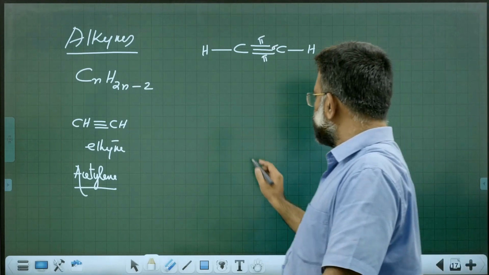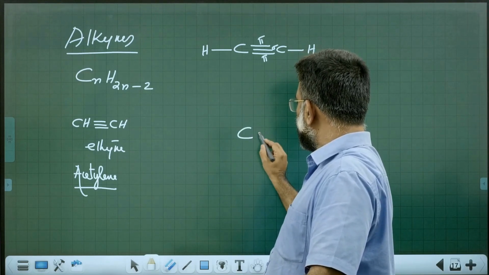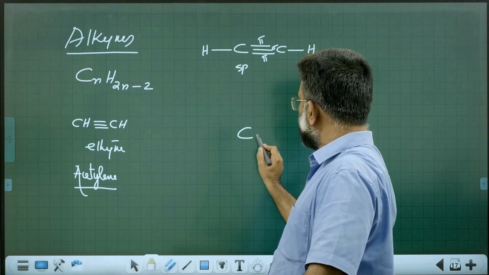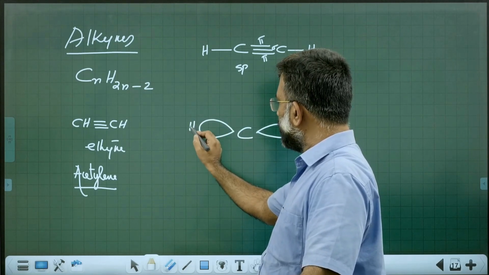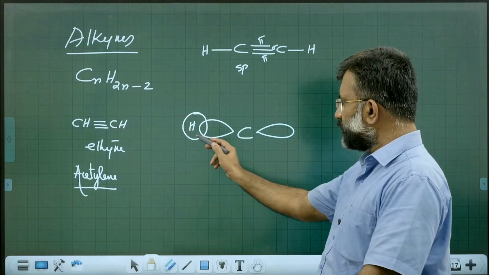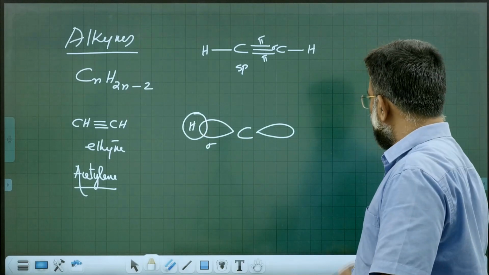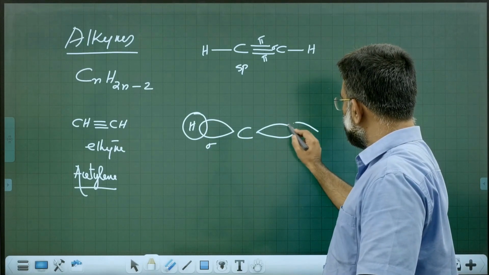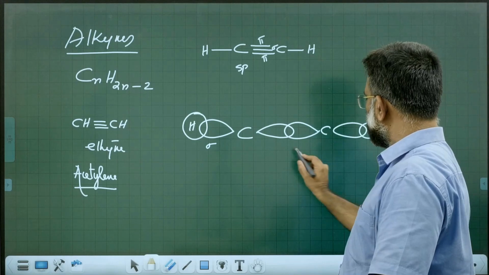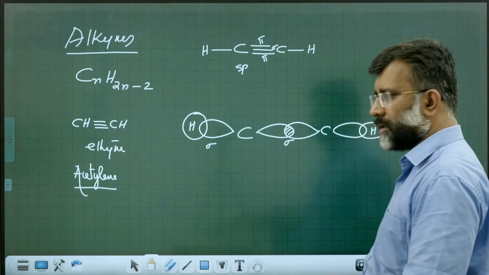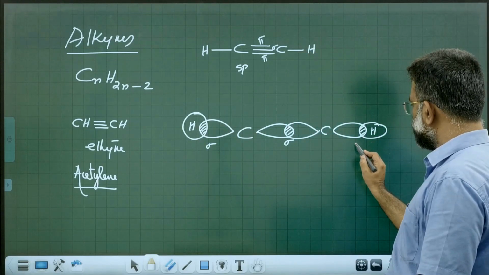Okay, so how does the configuration come? How does the electronic distribution come? Carbon undergoes sp hybridization. So one hybrid orbital this way and one hybrid orbital this way, and here hydrogen makes a bond. This is the s orbital of hydrogen and the sp orbital of carbon making a sigma bond. And here the second carbon, having the hybrid orbital, makes a sigma bond like this. Here comes the next hydrogen. So this is the carbon-carbon sigma bond. This is a carbon-hydrogen sigma bond and this is a carbon-hydrogen sigma bond.